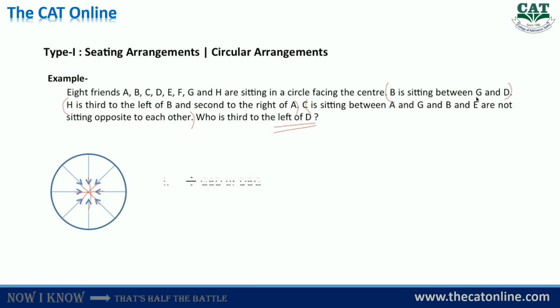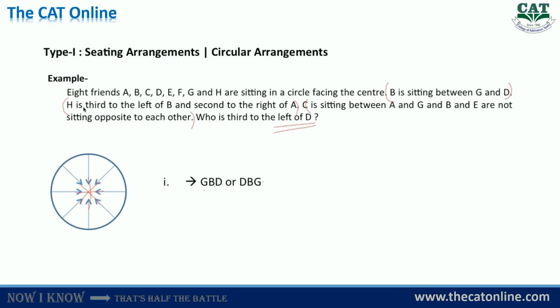B is sitting between G and D. So it could be either B is between G and D, so it could be either GBD or DBG. You are not given the orientation, that is, which of G and D is on the left or right of B. So it will be somewhere like this.